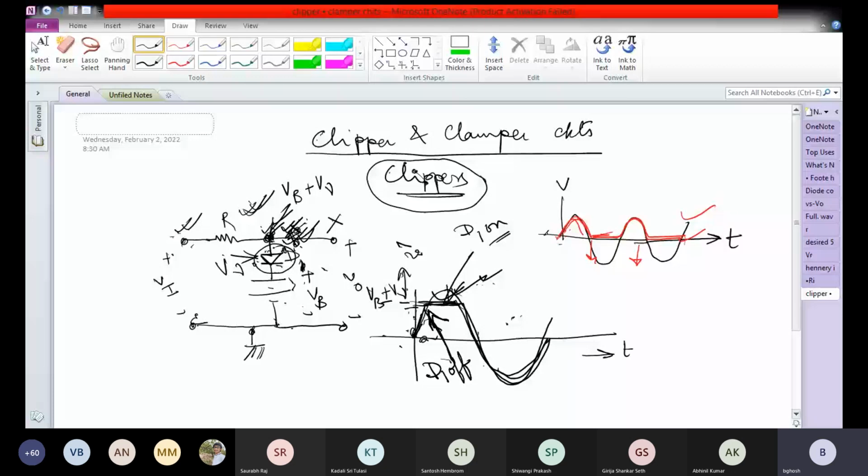Diode D1 off. In the initial part of the circuit, diode D1 is off because the voltage at the point X has to reach a minimum value of VB plus V gamma. And when the diode D1 is off, there is no current in the circuit. The drop across R is 0, and therefore the output voltage V0 will be the same as Vi. But when the diode D1 is on, the output voltage will be held at VB plus V gamma. It cannot rise more than VB plus V gamma. So the output voltage is clipped at VB plus V gamma. Now let us consider several other circuits.